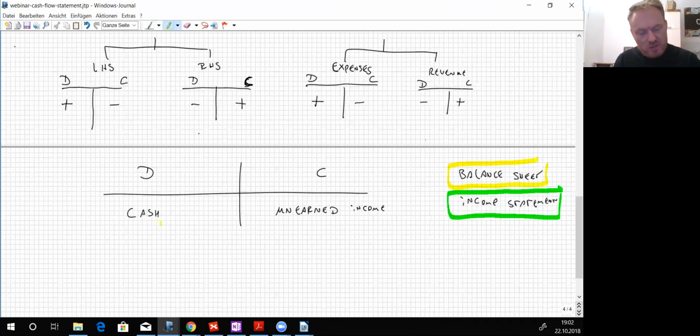That means cash, of course, is a balance sheet thing. It's not a part of the income statement. It's part of the balance sheet. And so is unearned income, because unearned income is a certain liability. It's a liability because you get your money too early. Because you get your money too early, that's why it's called a liability.